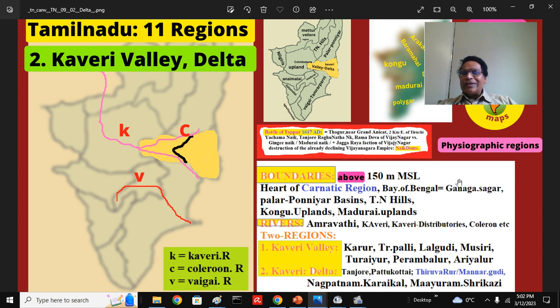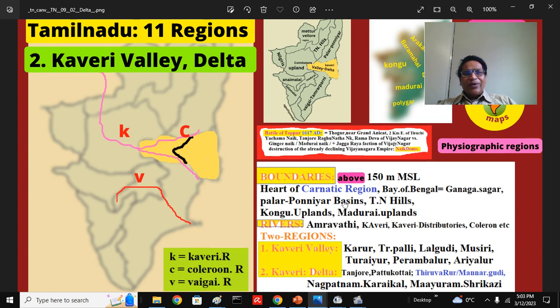The eastern part is the Bay of Bengal. In the northern part, we discussed the Palar Ponnai basin. The southern part is the Vaigai and Tamraparni river basins. The Tamil Nadu hills touch the northern portion. This is the Kongu Nadu uplands, and this is the Madurai uplands. Those are the boundaries of this region.